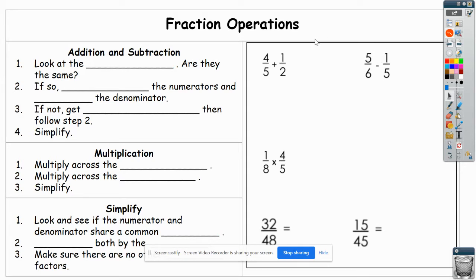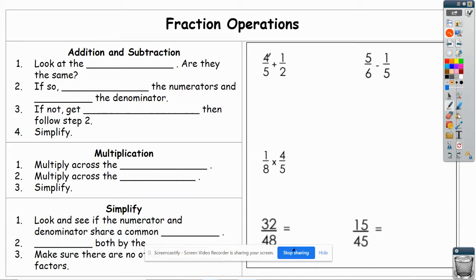Now, fraction operations just means adding, subtracting, multiplying, and dividing fractions. And today we're going to just do a review of adding, subtracting, and multiplying fractions. So these are addition and subtraction fraction problems here. We're just going to work through these notes and work through these problems as a little refresher.